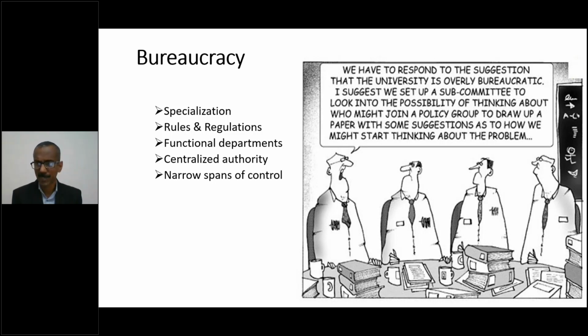And departments on the basis of function. Decision making is centralized. Centralized authority. Narrow spans of control. So obviously that will result in a tall structure. So tall structure, decision making at the top, functional departments, too many rules and regulations, specialization. So Max Weber, he recommended this kind of a structure.